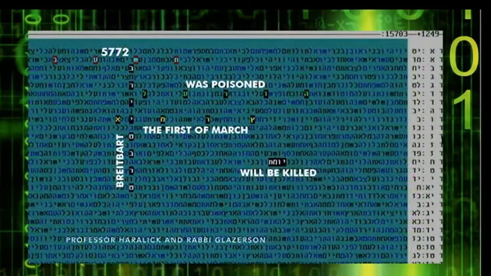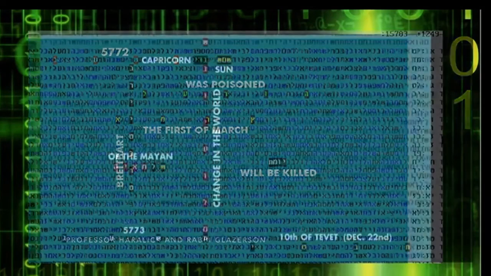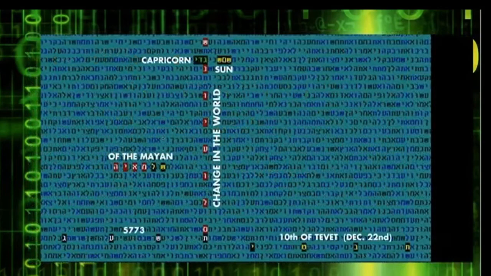It was a feminine plot to try to not get him into his position as Supreme Court Justice. This was found by Professor Herlick and Rabbi Glazerson. This was when Breitbart died in 5772, which is 2012. It comes up in the codes: was poisoned on the 1st of March and will be killed. Indeed, that's what most people believe happened to him. Everybody was concerned with 2012. We were studying those 2012 codes way back in 2009.